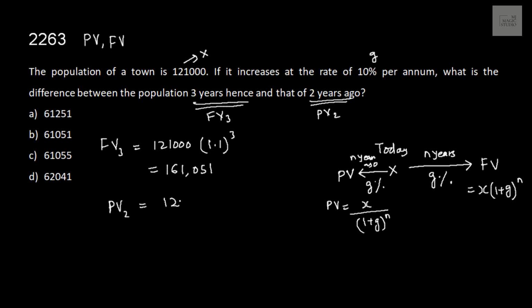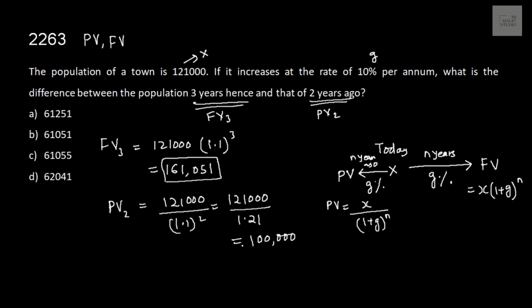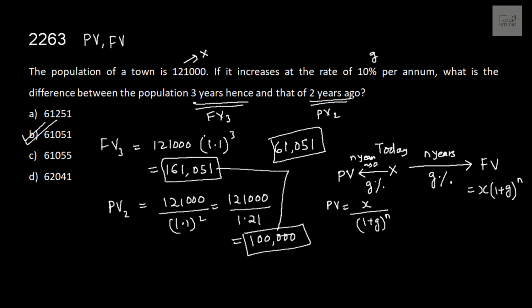That would be 121,000 divided by 1.1 whole square. Now this is 121,000 divided by 1.21. That is equal to 1 lakh. Now what is the difference between 161,051 and 1 lakh? Obviously the difference is rupees 61,051. 61,051 features in option B.